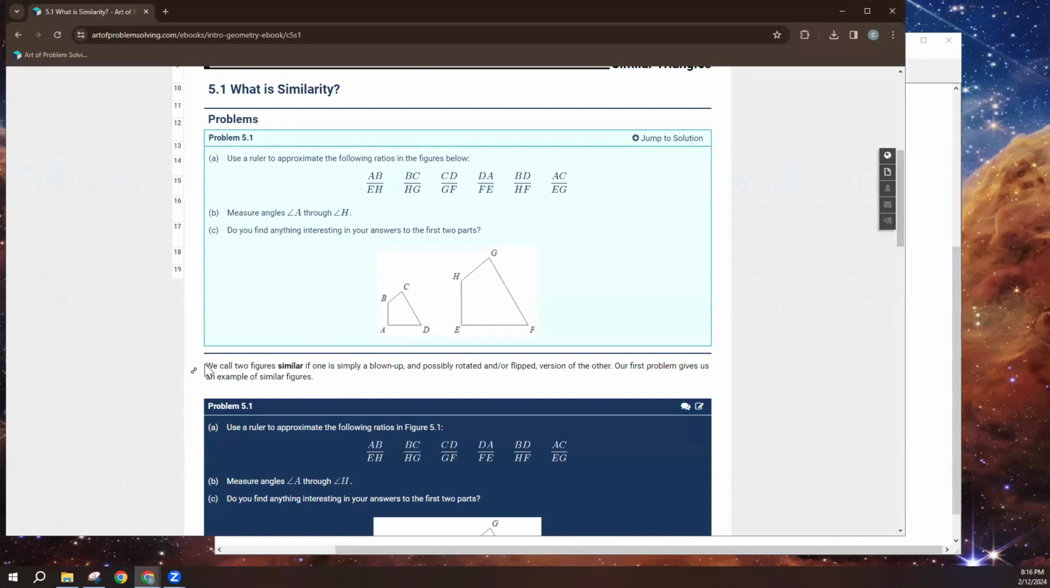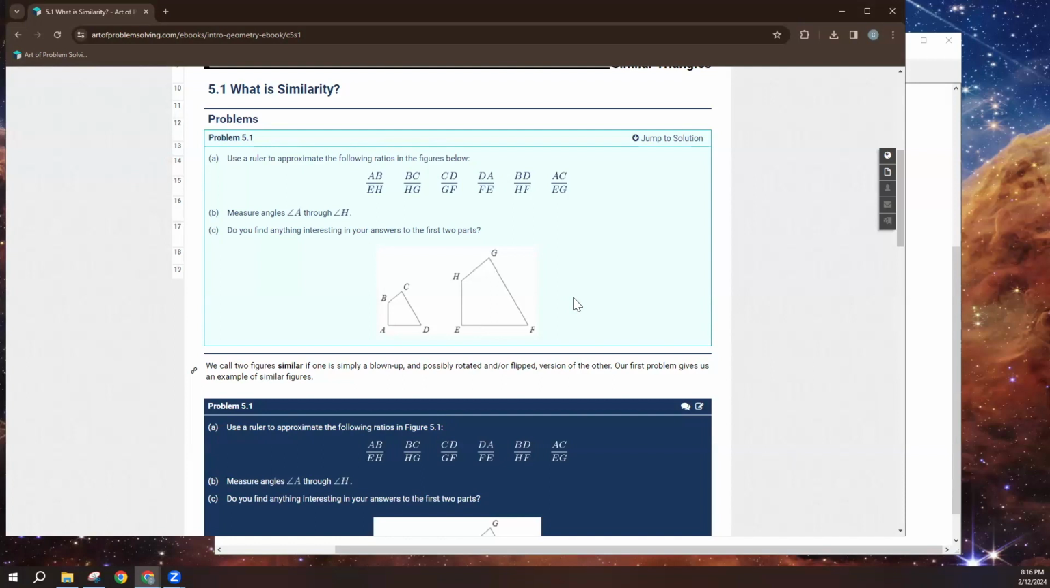So down here, there's a little definition. We call two figures similar if one is simply a blown up and possibly rotated or flipped version of the other. So it doesn't matter how the shapes are oriented. They would still be similar because the side lengths have the same ratios. Okay. So so far so good.